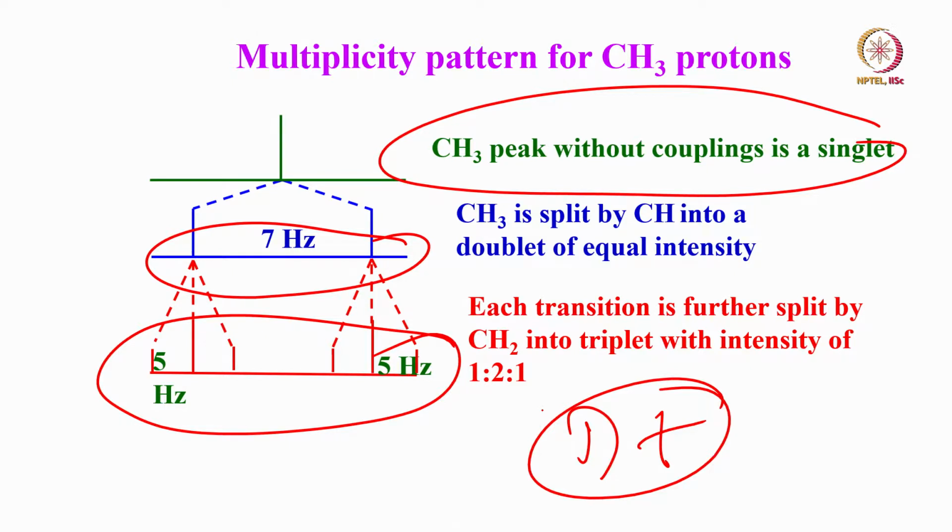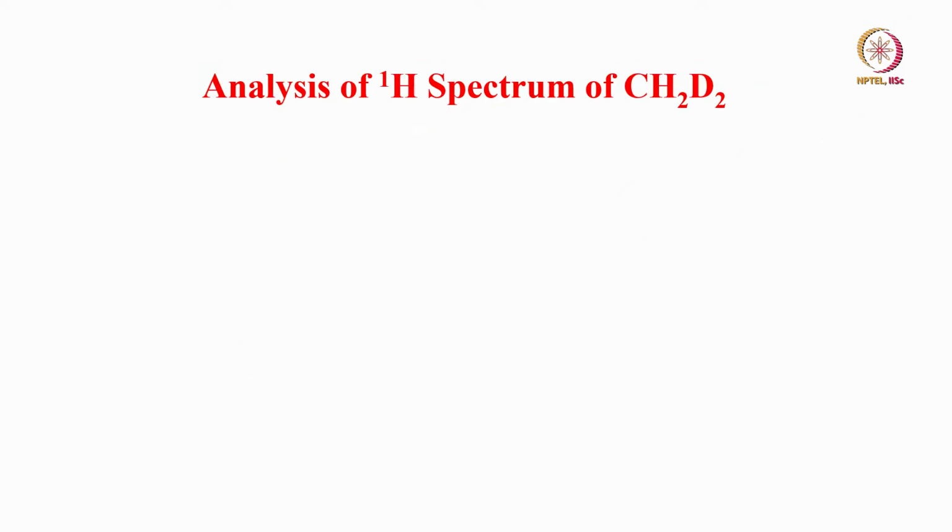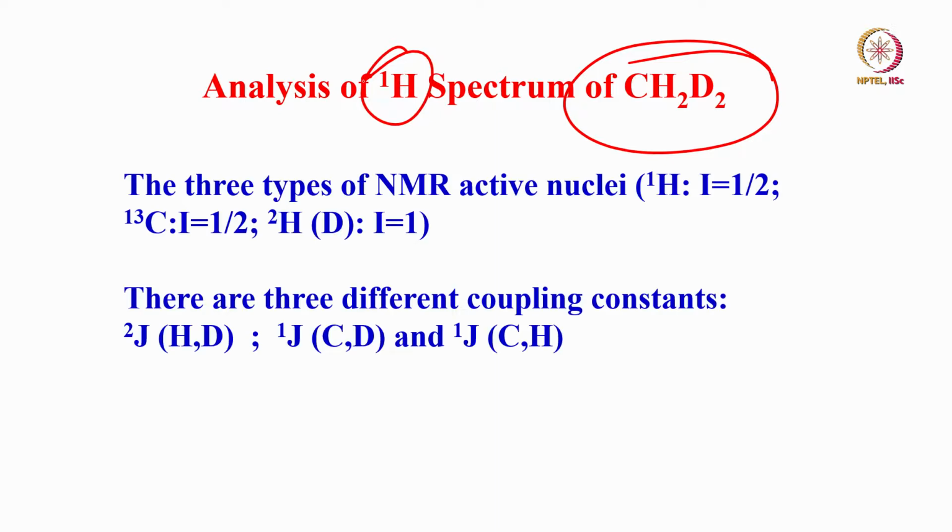Remember, for CH you got a different pattern. For the CH3 you got a doublet of triplets. So this way you can start analyzing this. Now we will try to analyze the spectrum, and synthesize how we get a spectrum for a simple molecule, CH2D2. It is methane with deuterium substitution, where 2 protons are replaced by deuterium. Now analyze the proton spectrum for this. What type of spectrum are you going to get for this?